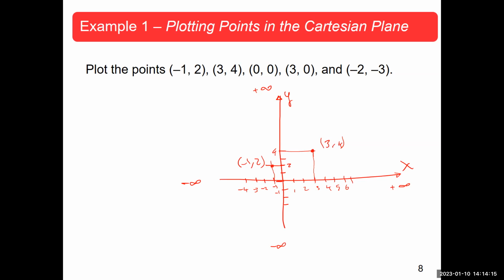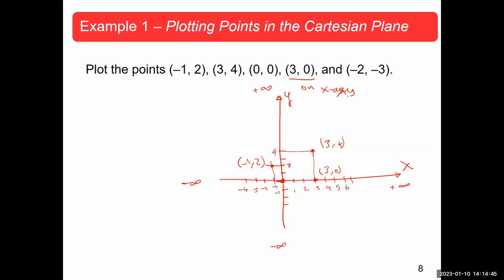0, 0, we know this is the origin. 3, 0, this is on the x-axis because it has no y. Okay, 1, 2, 3. Here is the point. 3, 0.